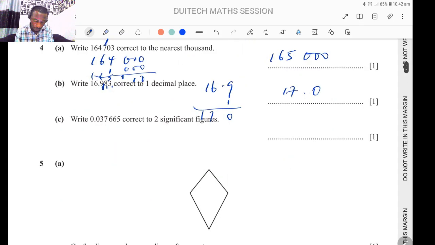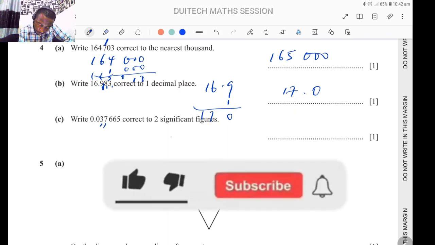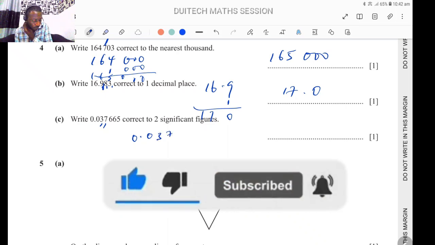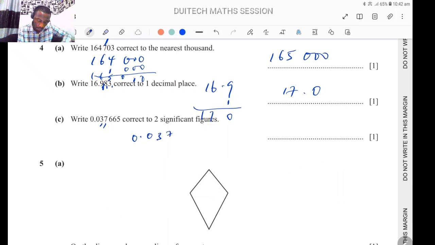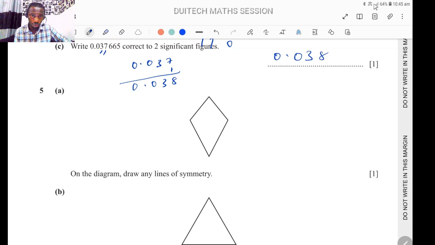The next one says write this to 2 SF, that is 2 significant figures. After the zeros, which are not important, we have the first significant figure, then the second significant figure. So our answer is 0.037, which would be 2 SF. But we are not going to discard the 6 like that. We pick 1 from it again, remember it still applies the approximation rule. We pick 1, add here, and it becomes 0.038.